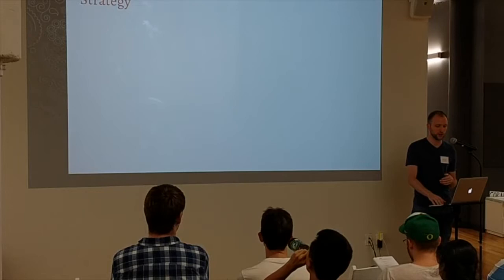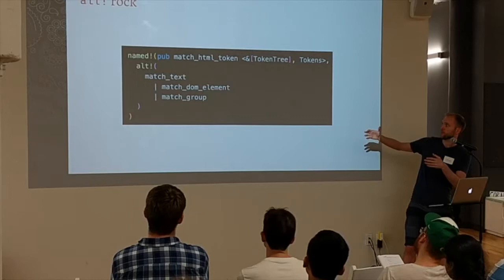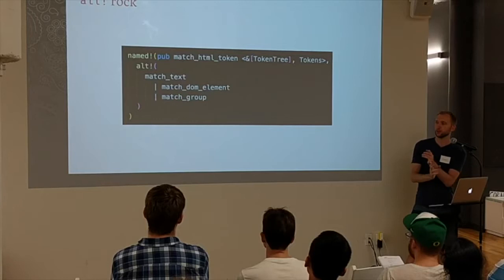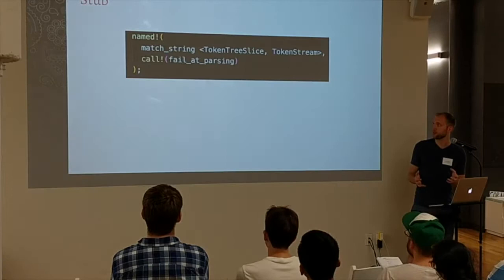So that means that we know, to begin with, that the outermost entry into our JSX macro is going to be this. It's going to match an HTML token, which, as we know, is either going to be a string, a DOM element, or a group, because the group is for interpolation. And each of these three is going to start off with a stub that just always fails.